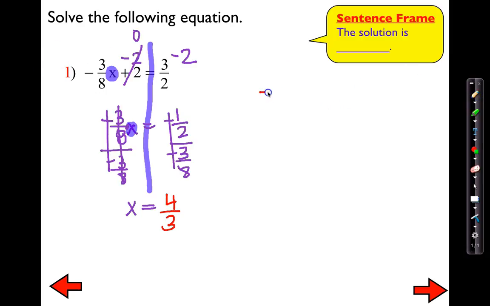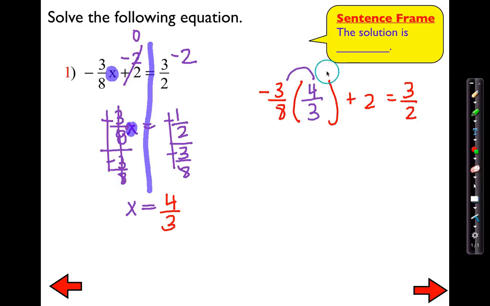So, starting with my equation, negative 3/8, instead of x, putting a set of parentheses, plus 2, checking to see if this does equal 3/2. So I'm going to go ahead and plug in my 4/3. Since this is basically multiplication, or you can think of it as distributing, I'm going to cross reduce. First, before I do that, let's take care of the sign before I get lost in all the work. A negative times a positive is a negative.